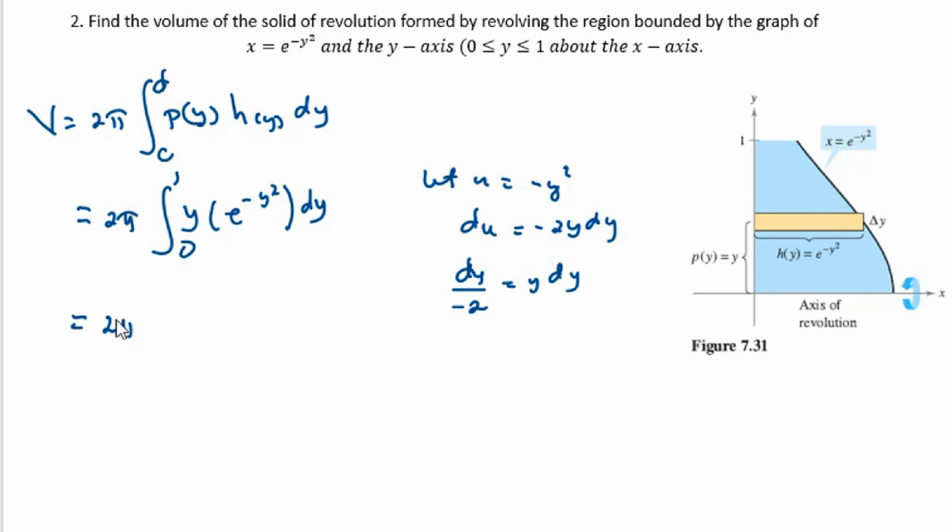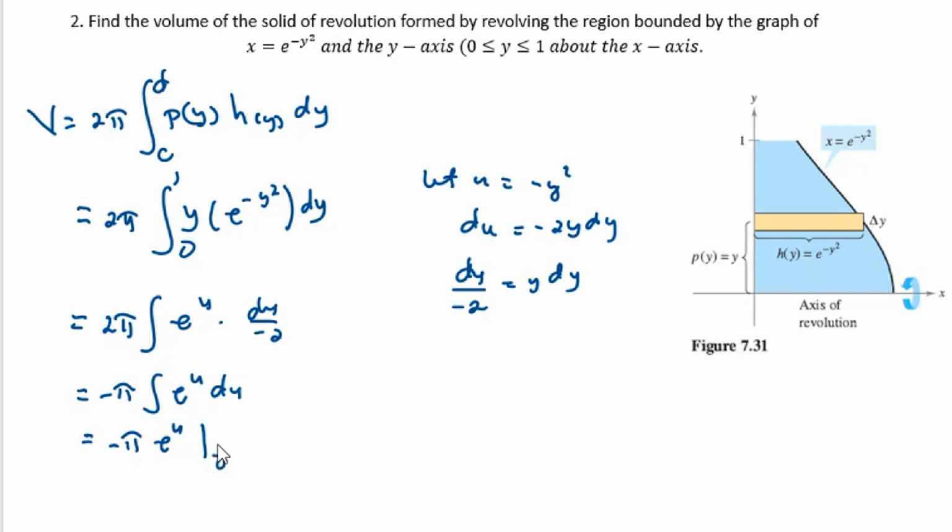So therefore, we have 2 pi times the integral of e raised to the power of negative y squared, which can now be written as e raised to u, and y dy can be written as du over negative 2. Multiplying 2 pi with the negative 2, we now have negative pi times the integral of e raised to u du, and the integral of e raised to u du is just equal to e raised to u. This is evaluated from 0 to 1, which I forgot, so I will write it everywhere: 0 to 1.